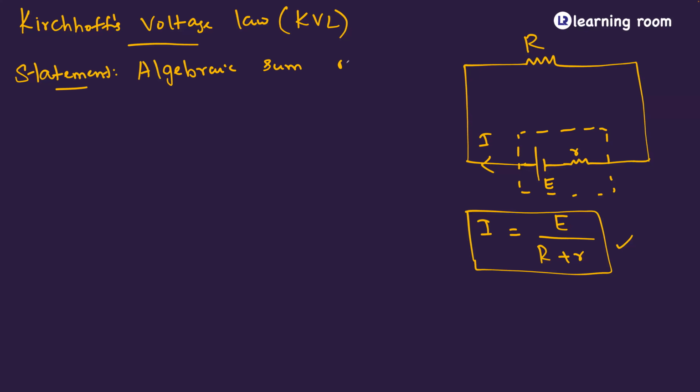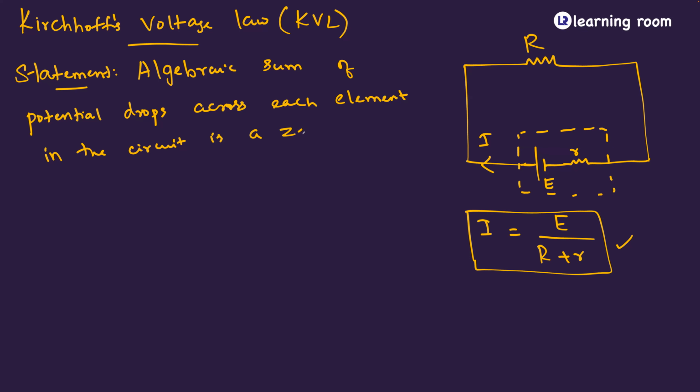It is the algebraic sum of potential drops across each element in the circuit is 0. Algebraic sum of potential drop across each element in the circuit is 0.